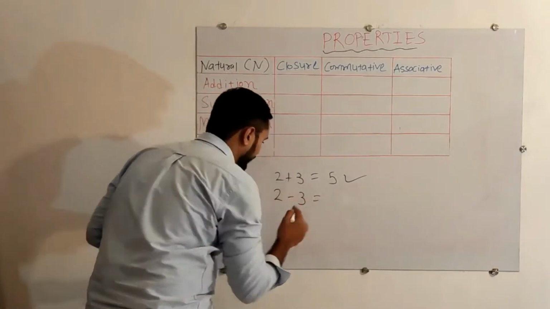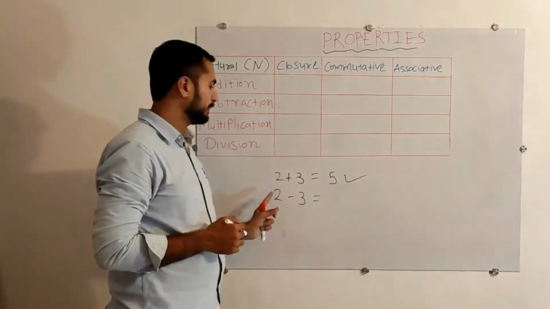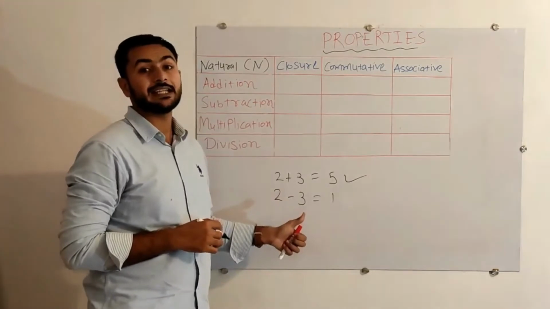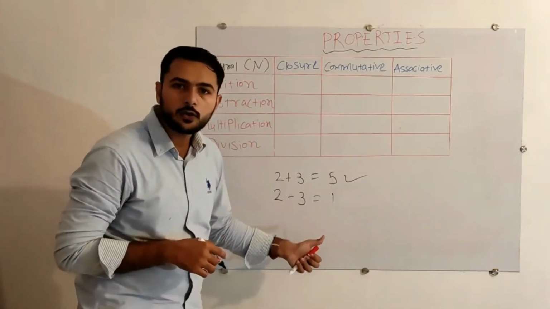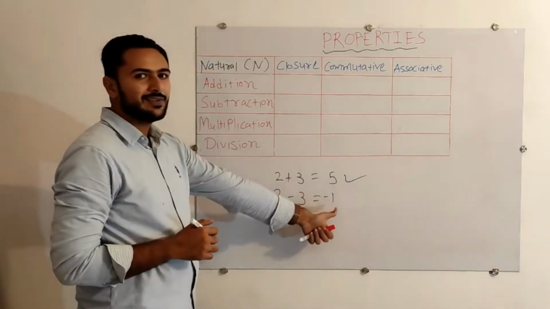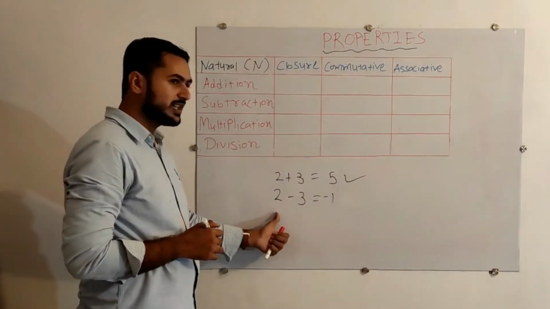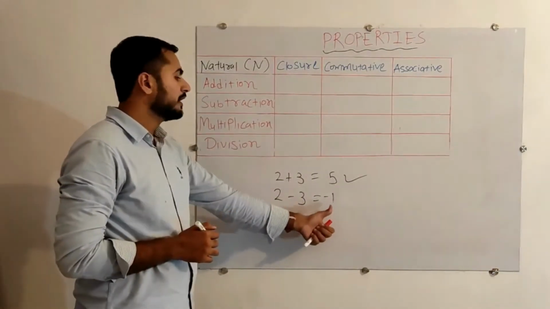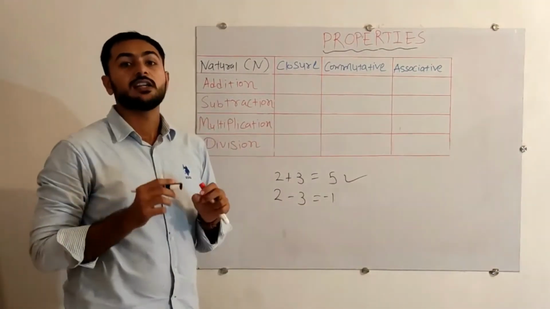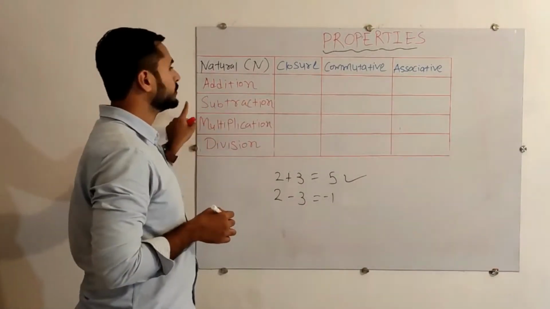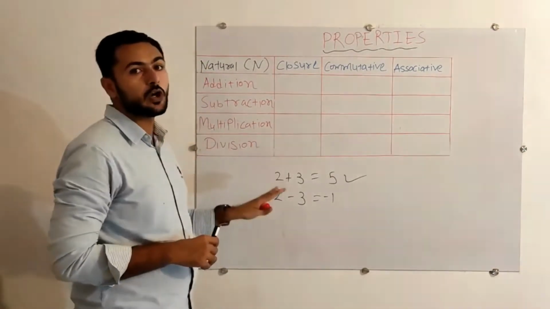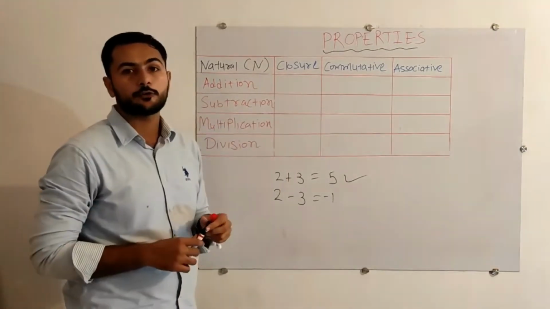If I do 2 minus 3, it means 3 minus 2, that is 1. But we have to put the sign of the bigger number, the bigger number is 3. It means we need to put the negative sign over there. So that's minus 1. Now just try to understand that. Can we say minus 1 is a natural number? No. Here 2 is a natural number, 3 is a natural number. But minus 1 is not a natural number. It means subtraction is not closed for the natural numbers.